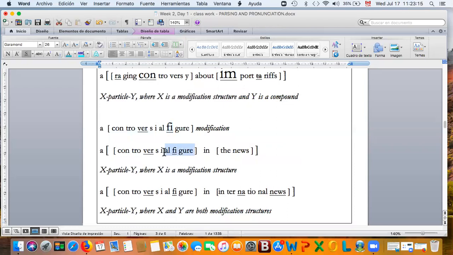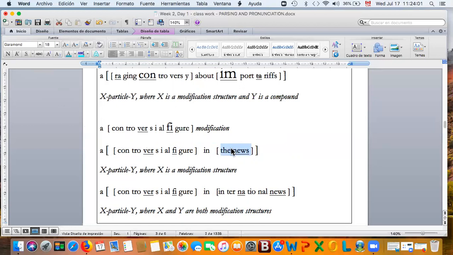Now suppose we take that modification structure and turn it into the X member of an X particle Y construction. Remember the rule. X has to be sort of middle, the particle has to be really low, and the Y has to be higher. Well, that shouldn't be too difficult. News takes a dictionary accent. In the news. And what do we have? The X, which is middle, N, which is low, and the news, which is high.